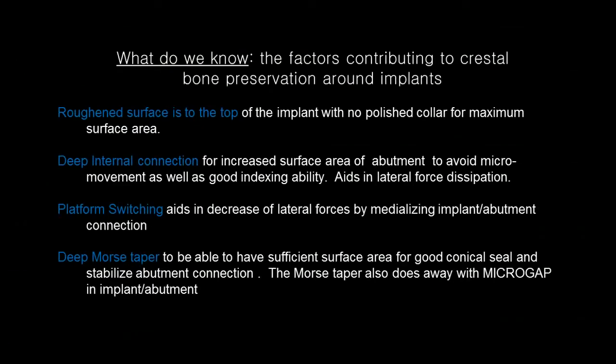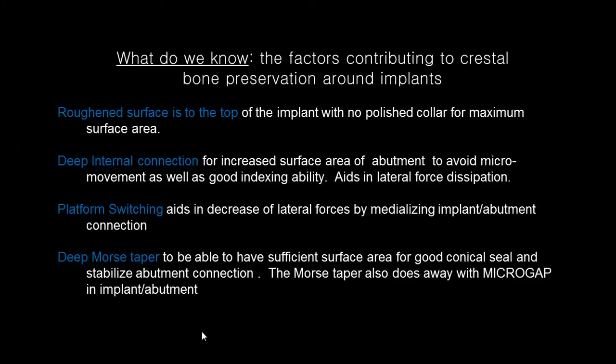All right? Okay. So what do we know about crestal bone loss and about crestal bone preservation around implants? We know what's worked so far is a roughened surface to the top. As you can see in the design parameters of different implant companies that haven't had a surface roughness to the top, they are moving that to the top. So surface roughness is to the top now, with no polished collar, for maximum surface area.